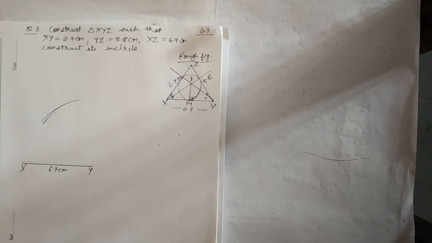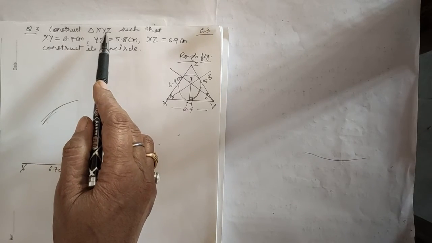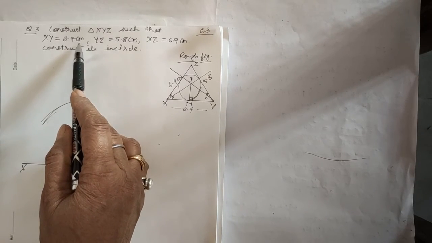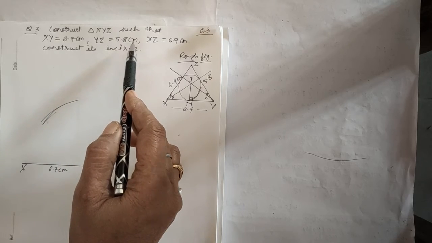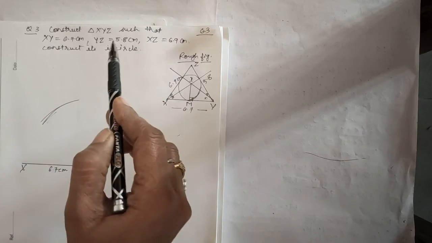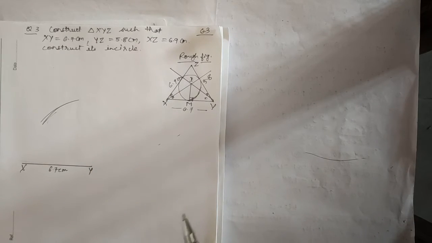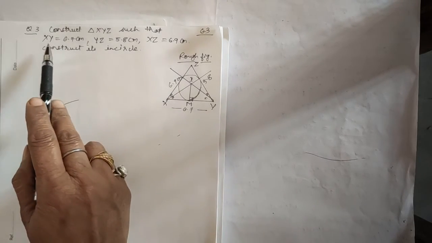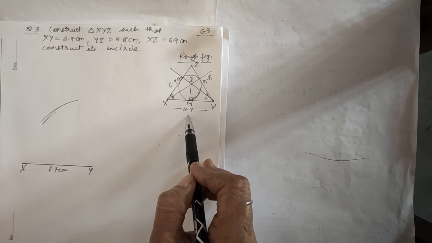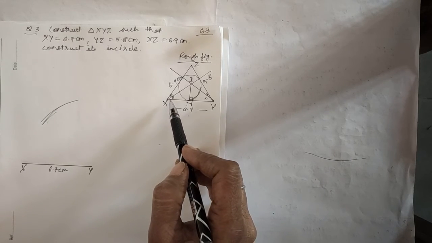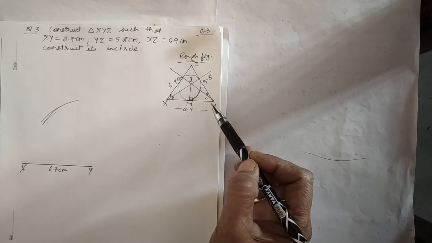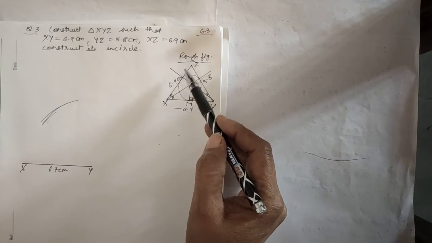Let's again construct incircle with this example number 3 of exercise 6.3. Construct triangle XYZ such that XY is equal to 6.7 centimeter, YZ is 5.8 centimeter, XZ is 6.9 centimeter. Now here is the rough figure. Construction is always easy if we draw the rough figure. Now first XY, this is XY 6.7 centimeter. Then YZ, from here YZ 5.8, XZ 6.9.